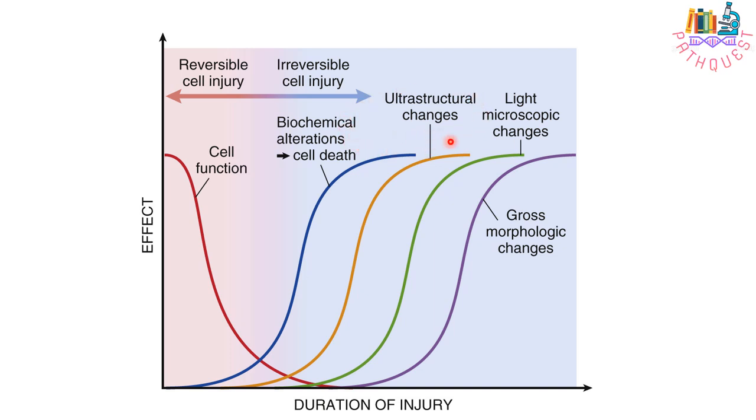Now, if the injurious stimulus still persists or if it is a very severe or strong stimulus, it results in ultrastructural changes in the cell. And then, if they are still persistent, it results in changes that occur at a larger level, which can be seen under the light microscope. And if multiple cells are affected by these injurious stimuli, then it results in damage to the organ as a whole, resulting in gross morphological changes of cell injury.